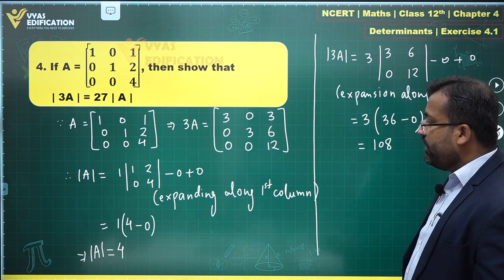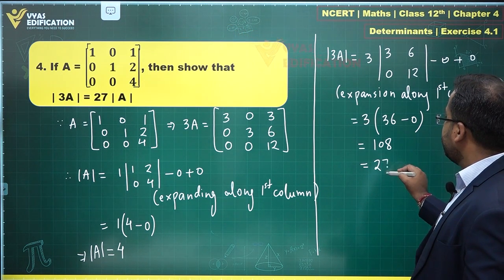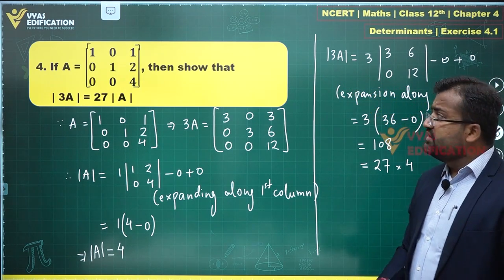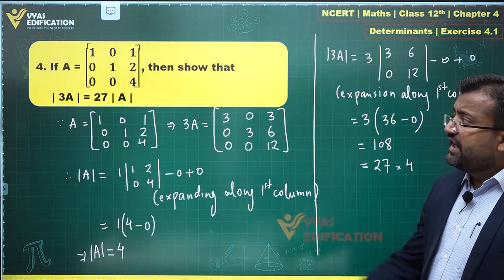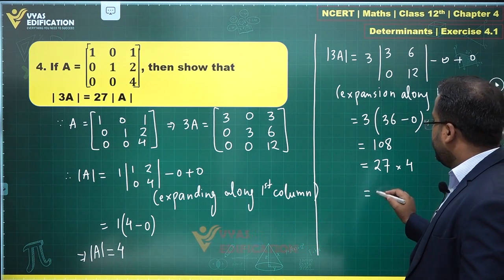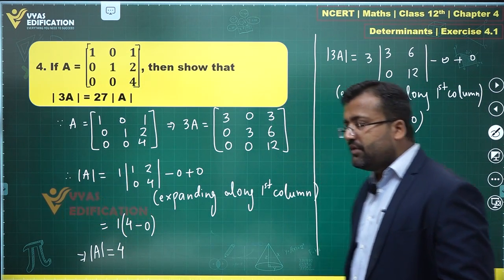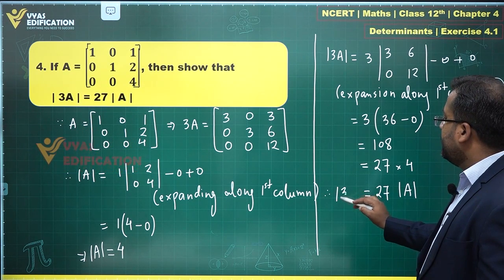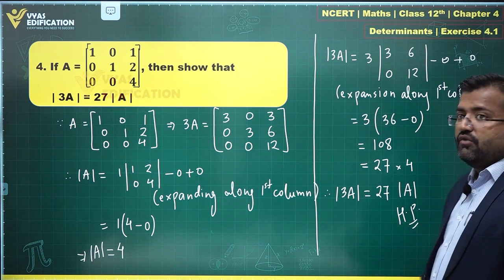Yes. 108 can be written as 27 times 4, is it not? Yes. This 27 is the determinant of 3a. It has to be proved that it is 27 times something, and 27 times 4 is okay. What is 4? 4 is equal to the determinant of a. Therefore, the determinant of 3a is equal to this, and that's what we started with wanting to prove.